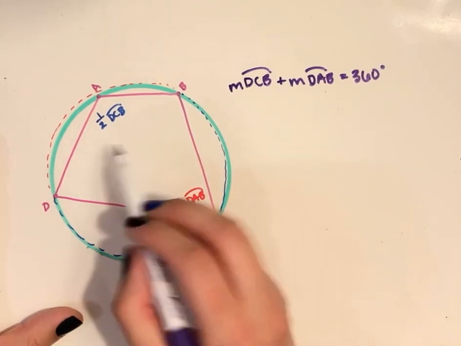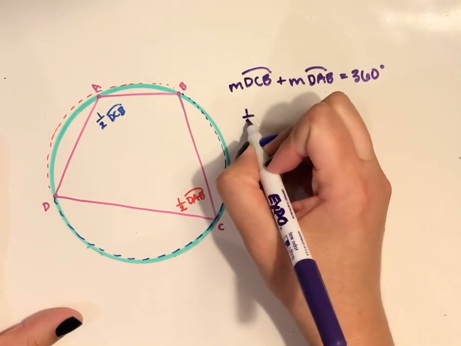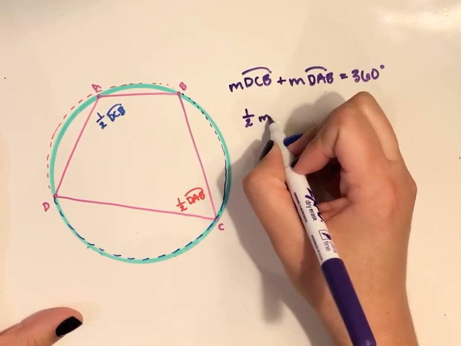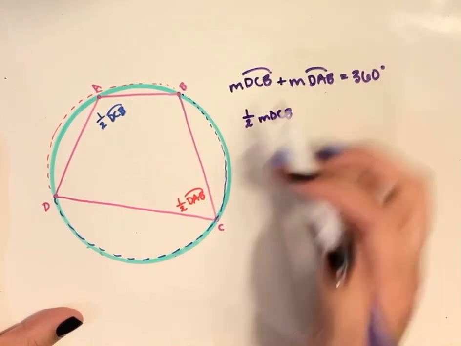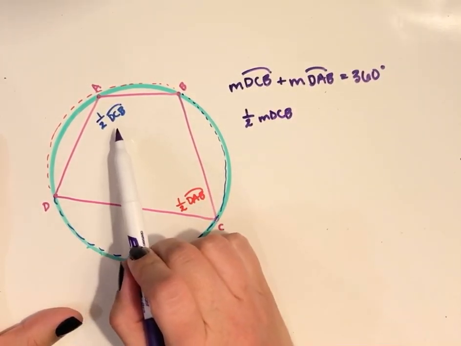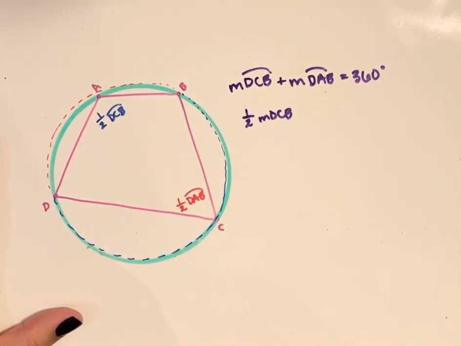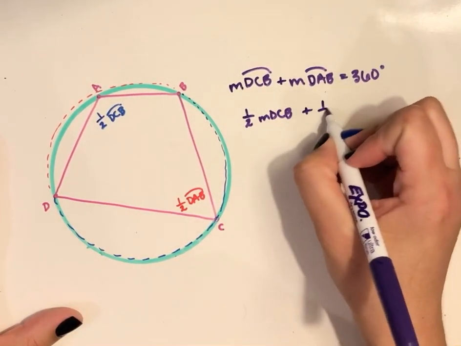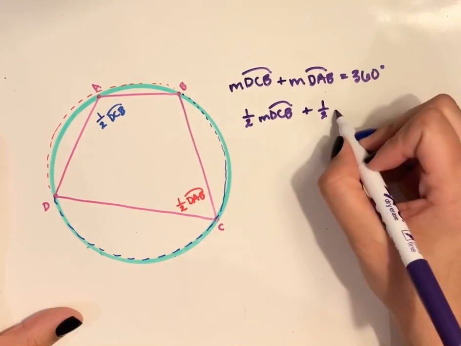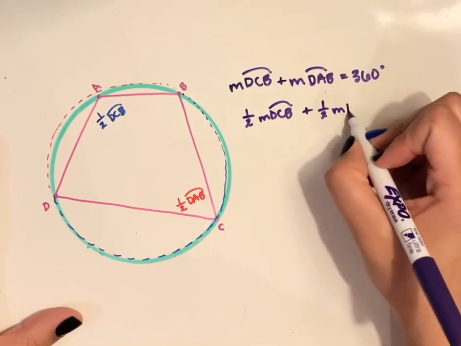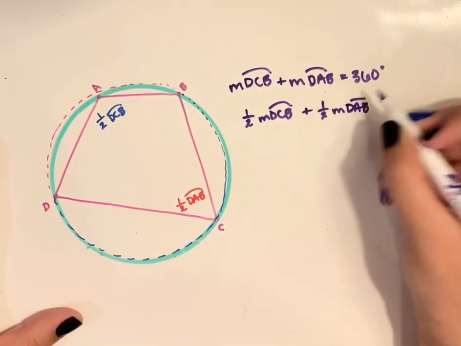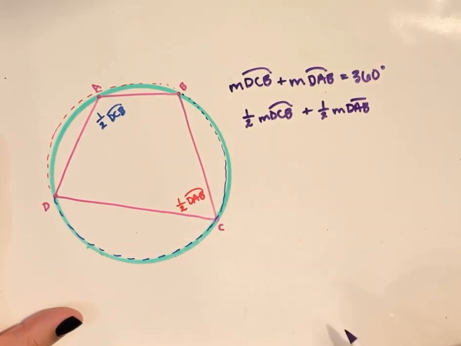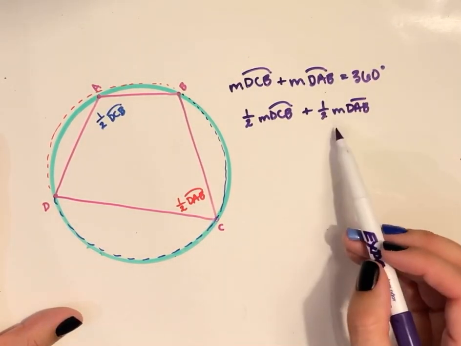I also know that 1/2 the measure of DCB represents the measure of angle A. I also know that 1/2 the measure of arc DAB represents the measure of angle C. So let's see what this would be equal to.